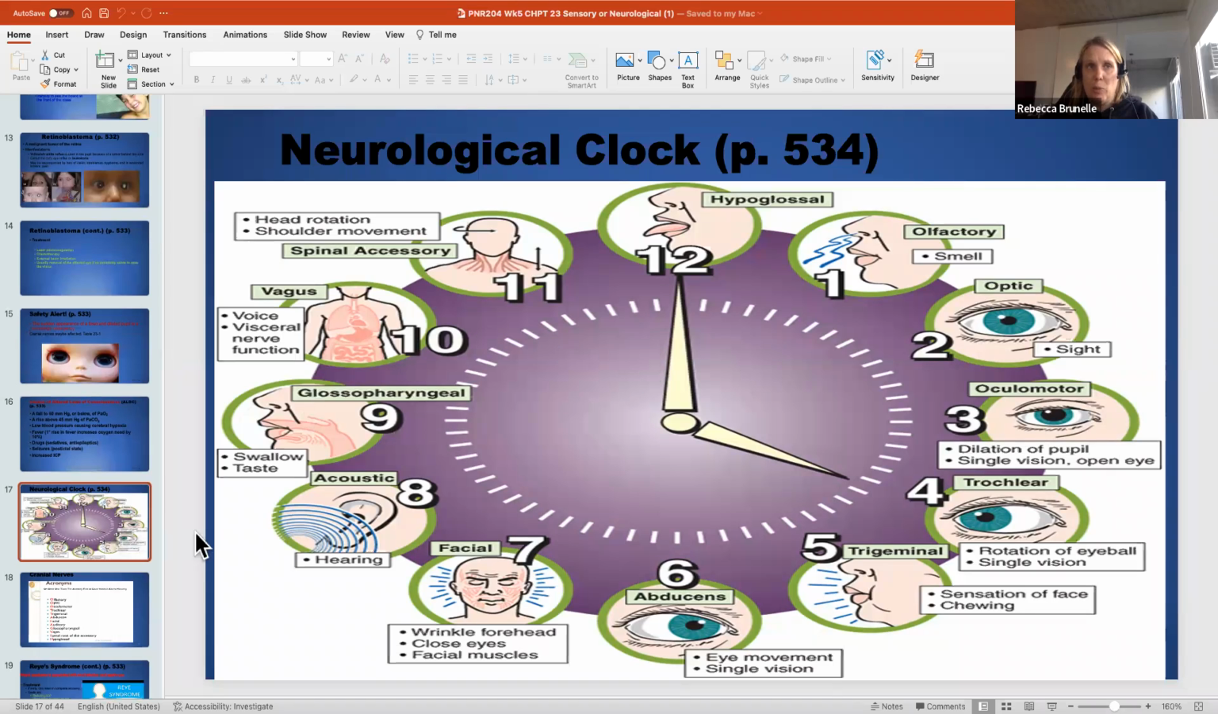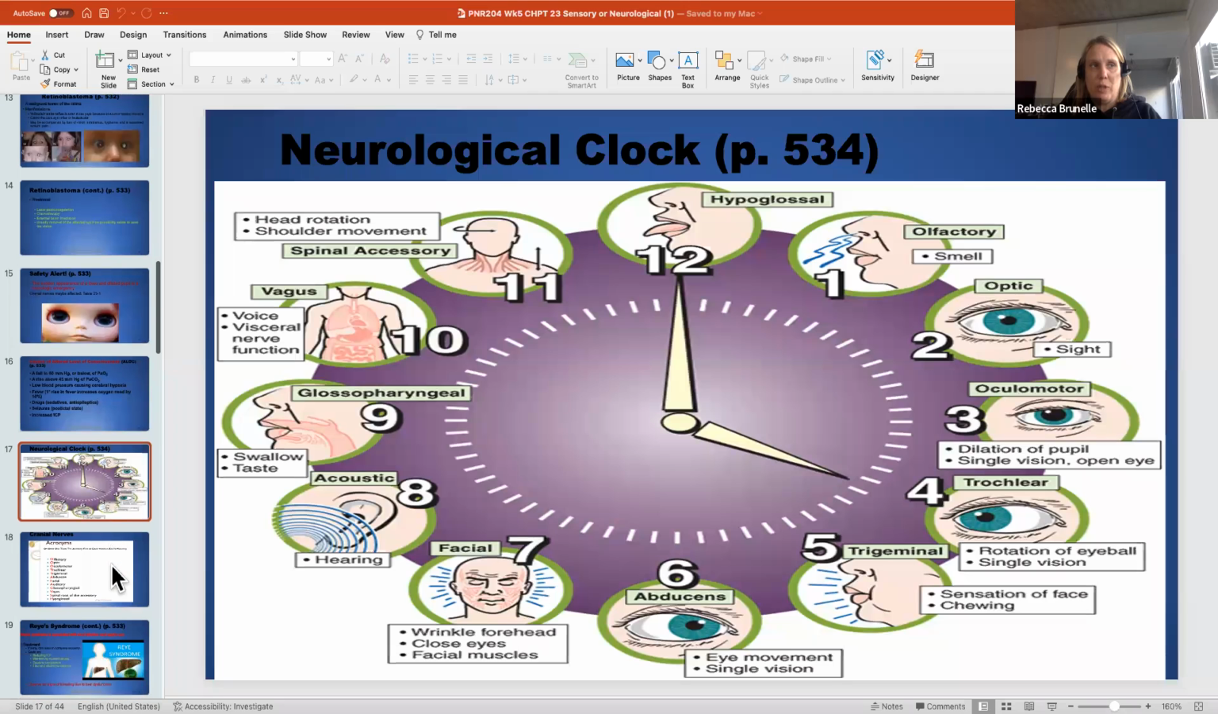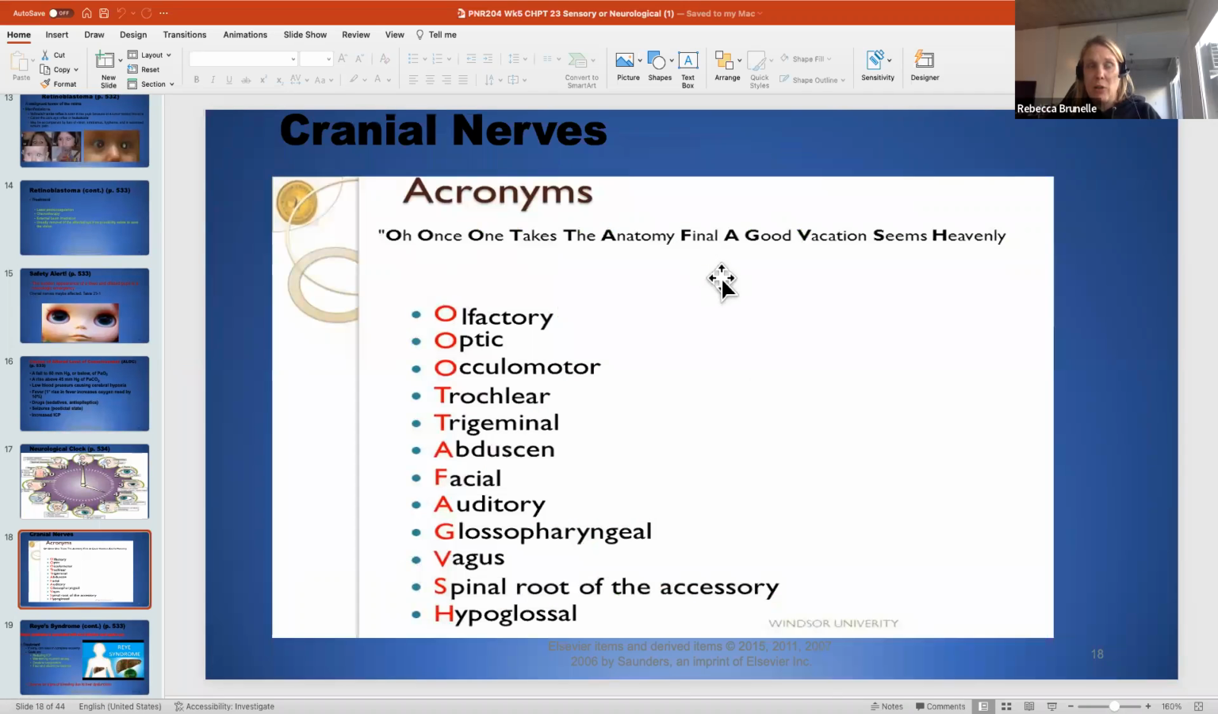There are some that I think are a little more important, like number 8, the acoustic nerve, which is the nerve that you need to hear, and number 2, the optic nerve, for sight. These are some bigger nerves. The vagus nerve is important because you can have changes in your heart rate if you have stimulation of your vagus nerve. So I would generally recognize that there are 12 nerves and, like I said, usually the name of the nerve tells you how you would test for it and what that nerve does. This is an acronym to help you remember all of them: Oh, Oh, Oh, takes the anatomy final. A good vacation seems heavenly, where every letter of the sentence corresponds to the first letter of that cranial nerve.